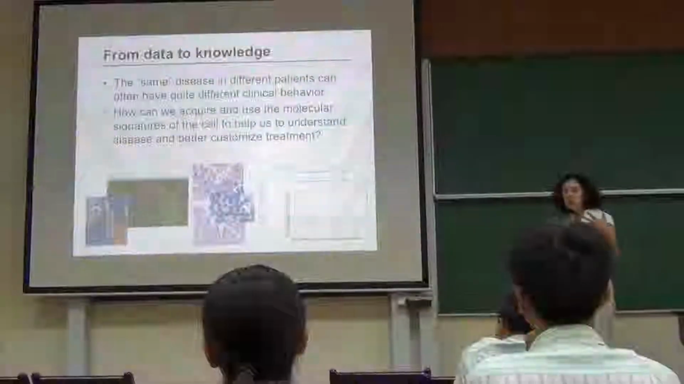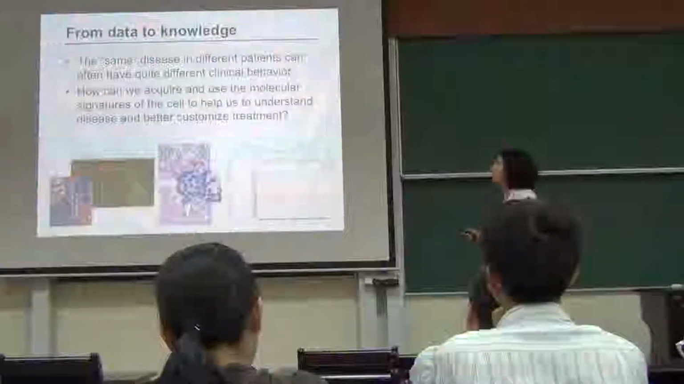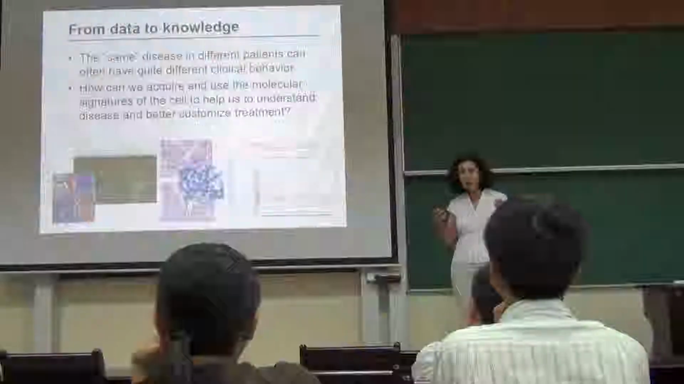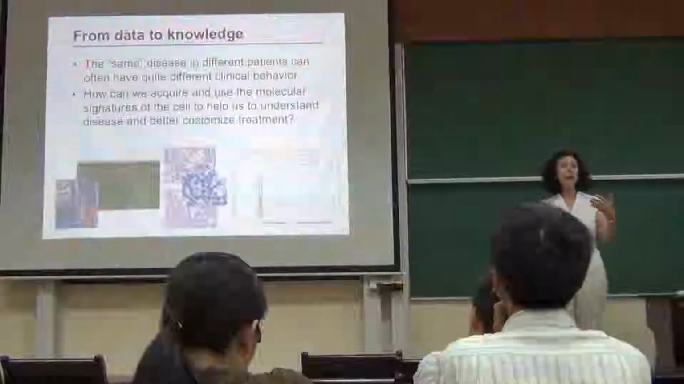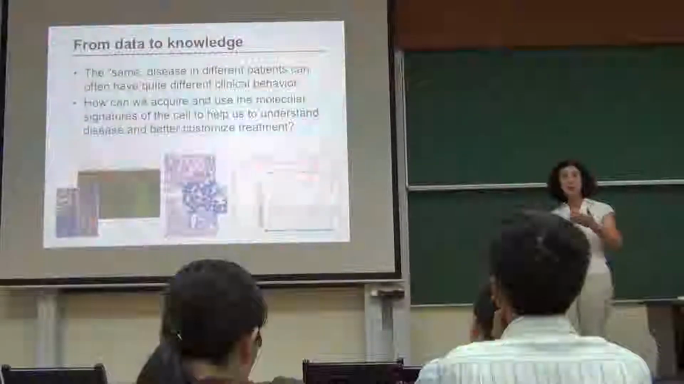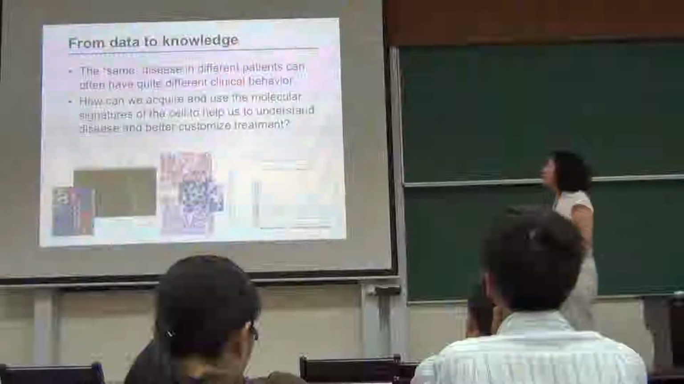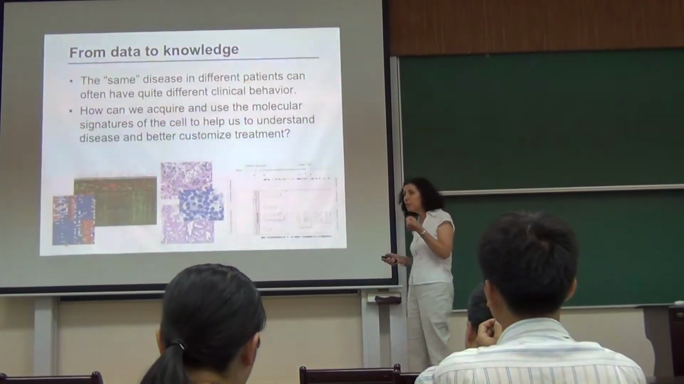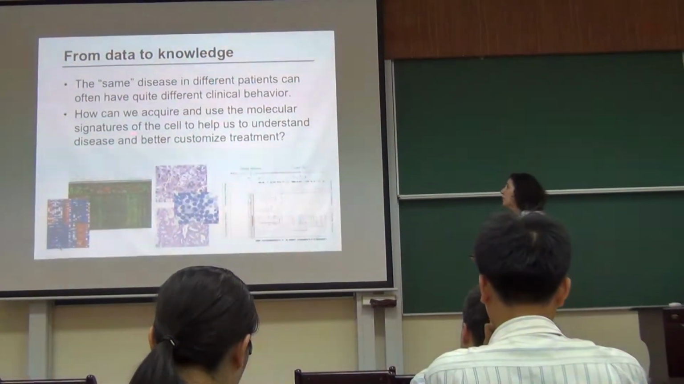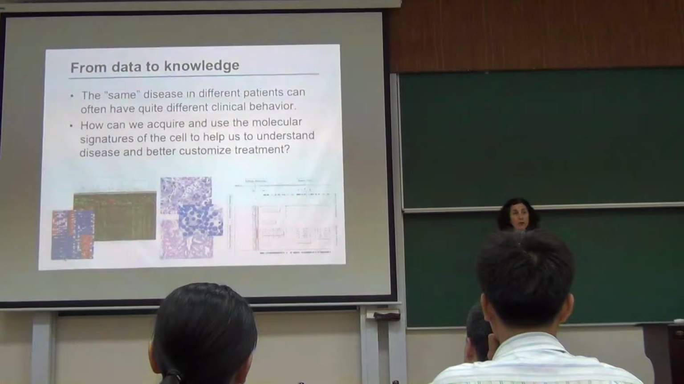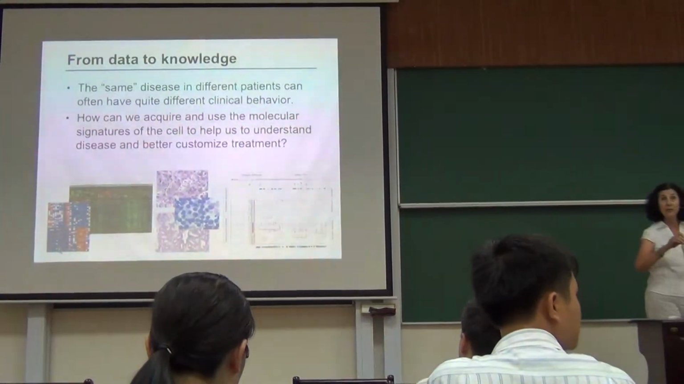Okay, so here's the major question that I'm going to talk about today. And that is how we go from a lot of molecular or genomic data to knowledge. Namely, the same disease in different patients can have quite different results. That is, you can know 2 women who have breast cancer. One will respond to therapy and do very well, another will not, and will have a very short lifespan. So the clinical behavior is different, and the question we ask is, how can we use the molecular signatures of the cell? That is, how can we look at the expression of the genes in our cells and use that to help us understand disease and to better customize the treatment of disease and tailor it to the individual patients. And you sometimes hear this referred to as personalized medicine.